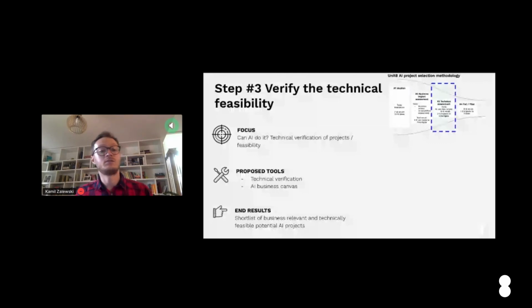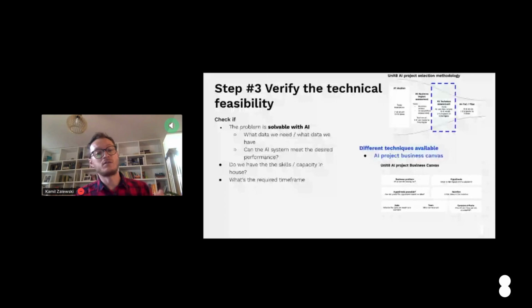And in here, what we're doing is that we're trying to really verify if the problem is solvable with AI. Do you have the data? Do you have the right data? Can the potential AI system meet the required performance? Do you actually have the skills in-house to resolve the problem? How quickly do you need the project to be delivered? So all of those questions we are asking at step 3, which is the technical assessment.